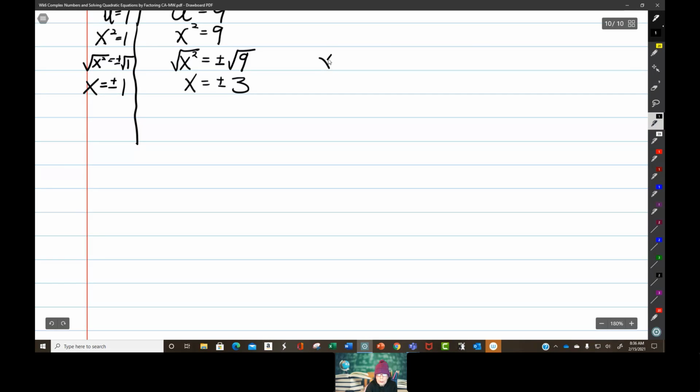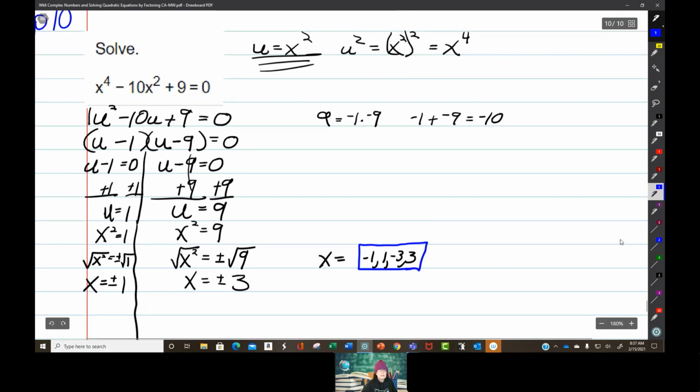So when it gets over to your answer box, you're going to have -1, +1, -3, +3. And you've got 4 answers. Why do you have 4 answers? And the answer to that is that your highest power is 4.